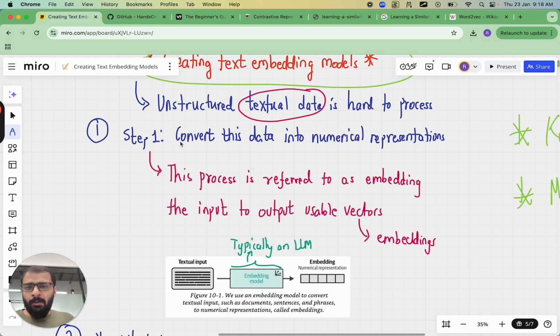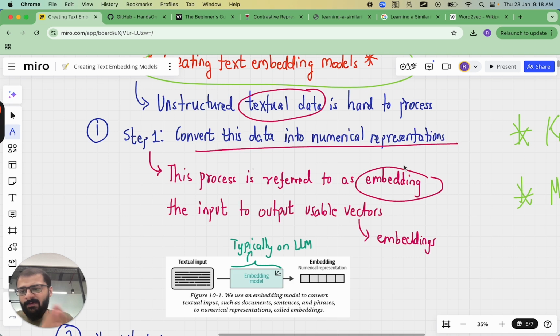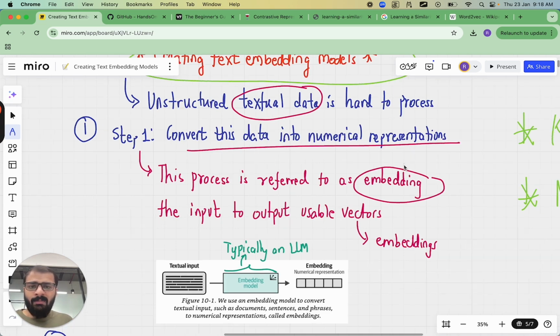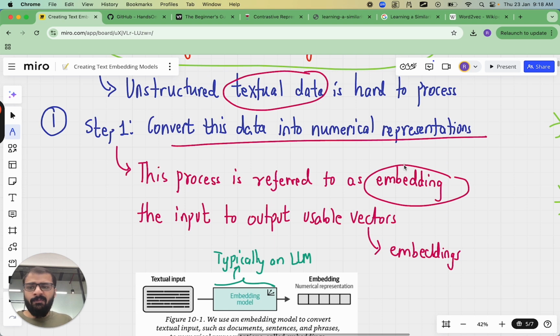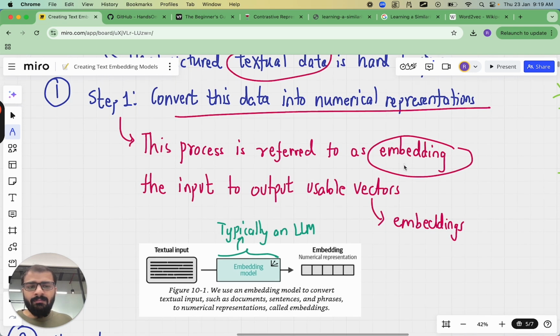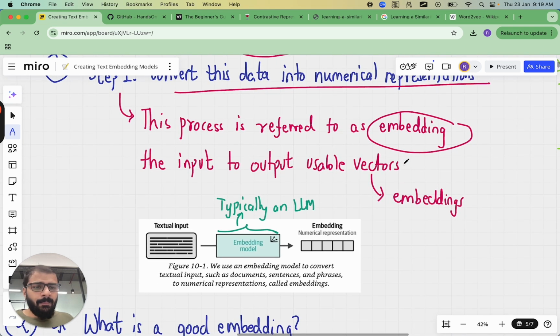The process of converting data, which can be text or images, into numerical representation is called embedding. And that's when we have text embedding models and image embedding models. So let me repeat this again. The process of converting data, which can be text or image, into numerical representations is called embedding.